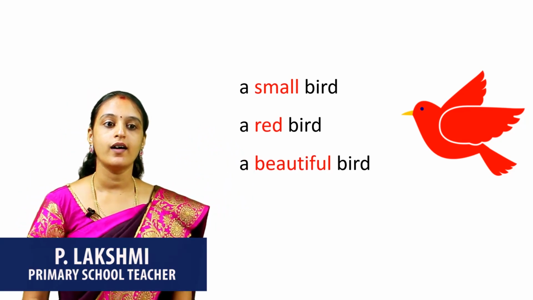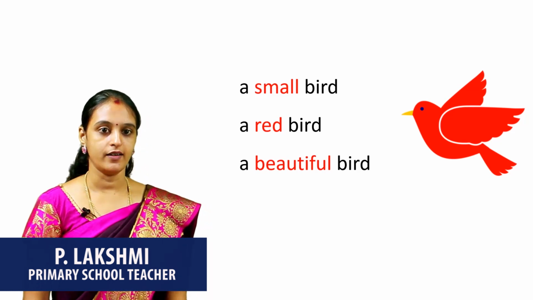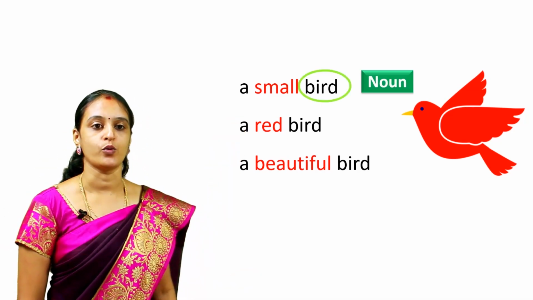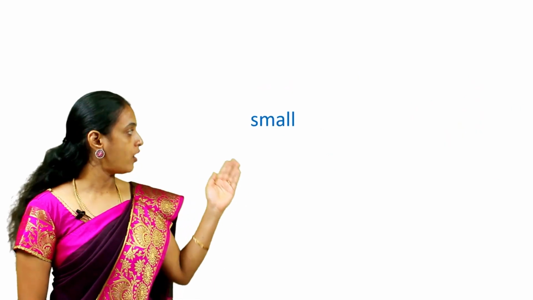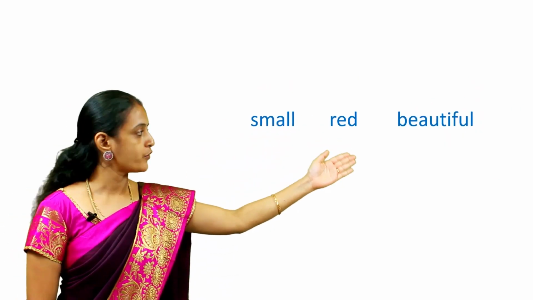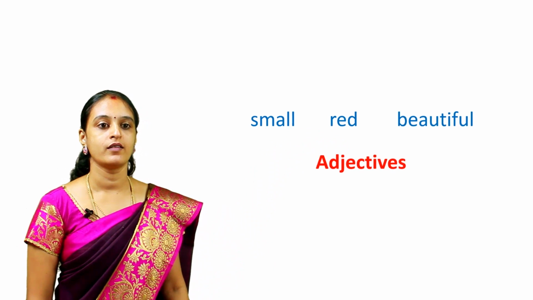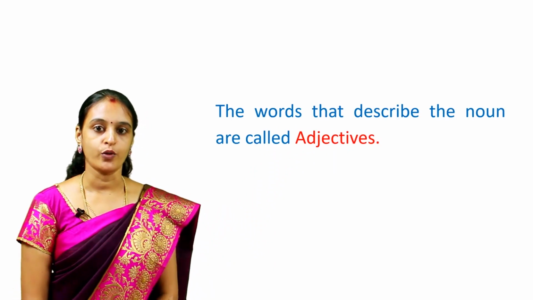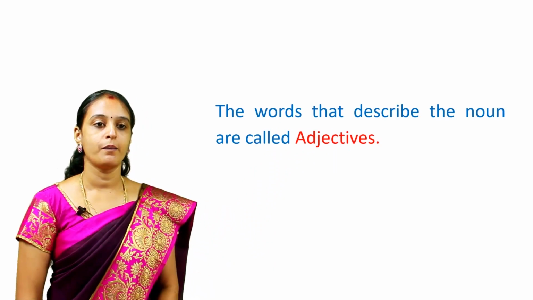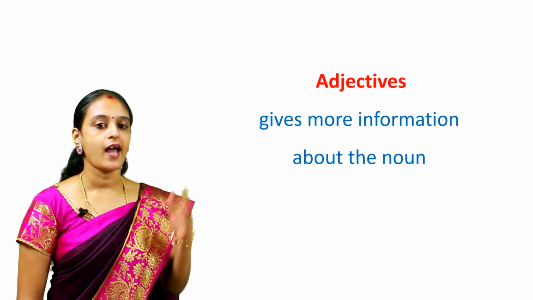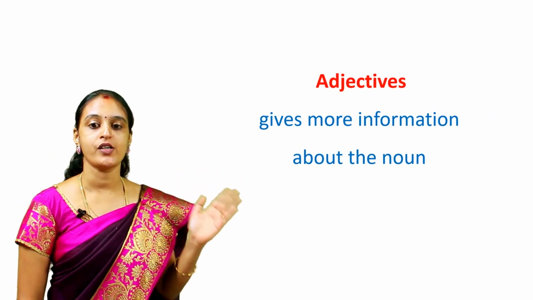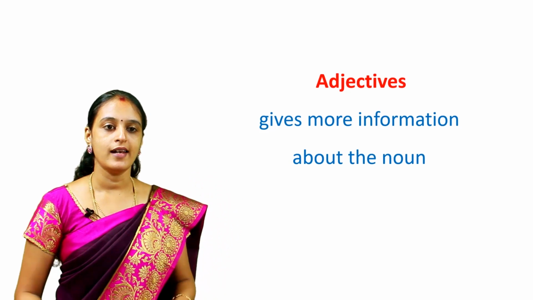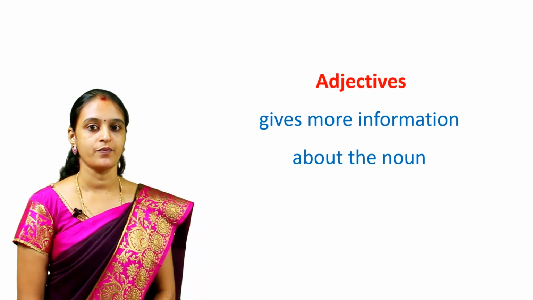As we all know, a is an article. Here, bird is the noun. Small, red and beautiful are the adjectives. The words that describe the noun are called adjectives. By this, we come to know that adjectives give more information about the noun. Let's see some more examples.